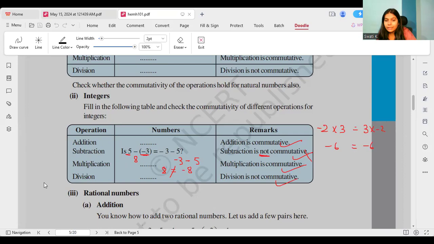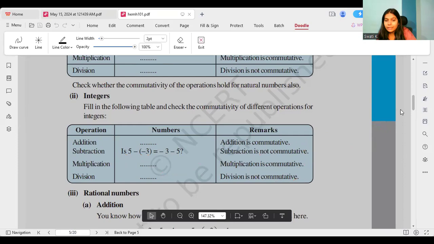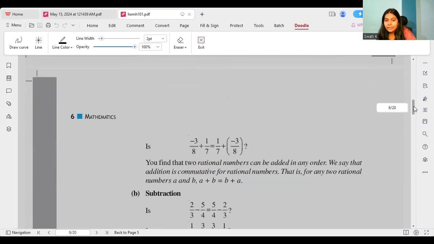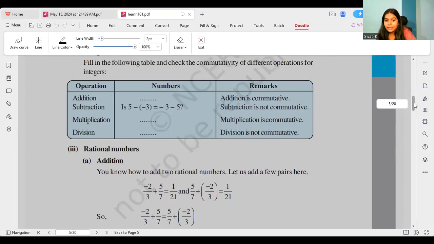Let's go to the rational numbers. So for rational numbers, of course, it will be commutative. If you add this way or that way, it will be the same answer. So it will be commutative.